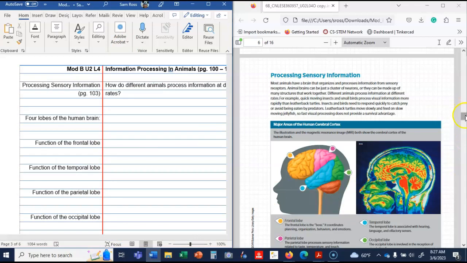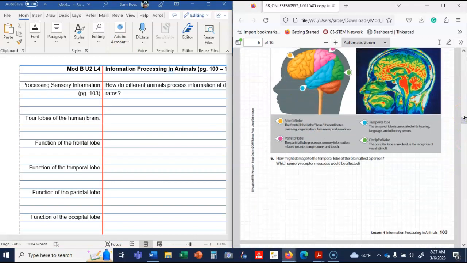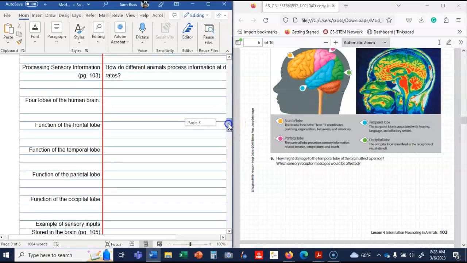And then we're going to talk about the human brain. There are 4 lobes of the human brain: the frontal, parietal, temporal, and occipital. You can write those here. The function of the frontal lobe, the boss, is that it coordinates planning, organization, behaviors, and emotions. The temporal lobe is associated with hearing, language, and olfactory. That's your nose. The parietal lobe processes sensory information related to taste, temperature, and touch. And then the occipital lobe is involved with the reception of visual stimuli.